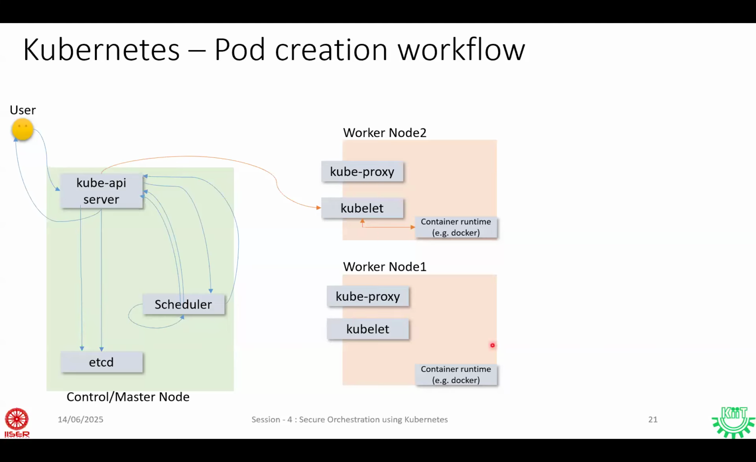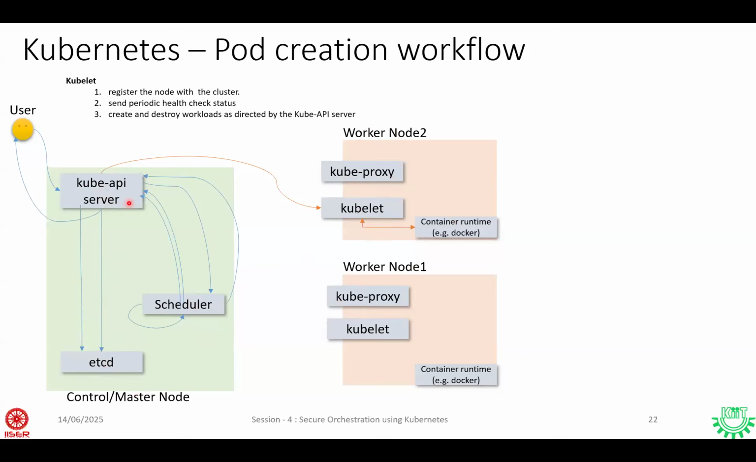So let's see, in the whole cluster, you have one master node and 2 worker nodes. In both the worker nodes, you have kube-proxy and kubelet. And in the master node, you have the scheduler, etcd, and the kube API server. The user is connected to the API server as usual.